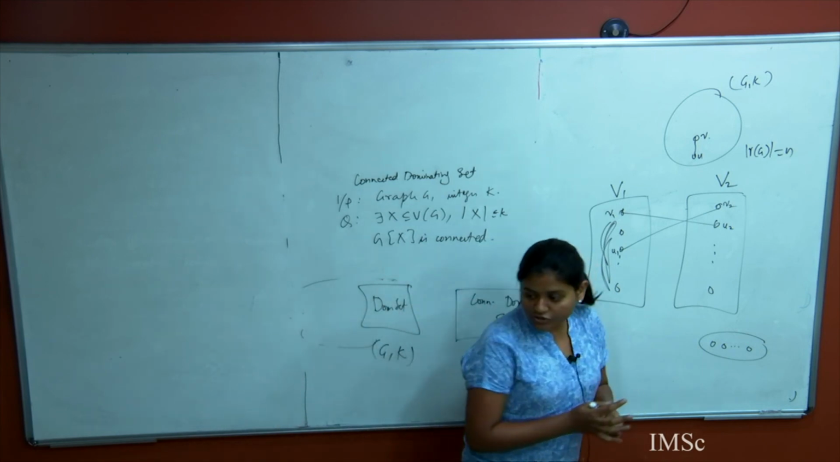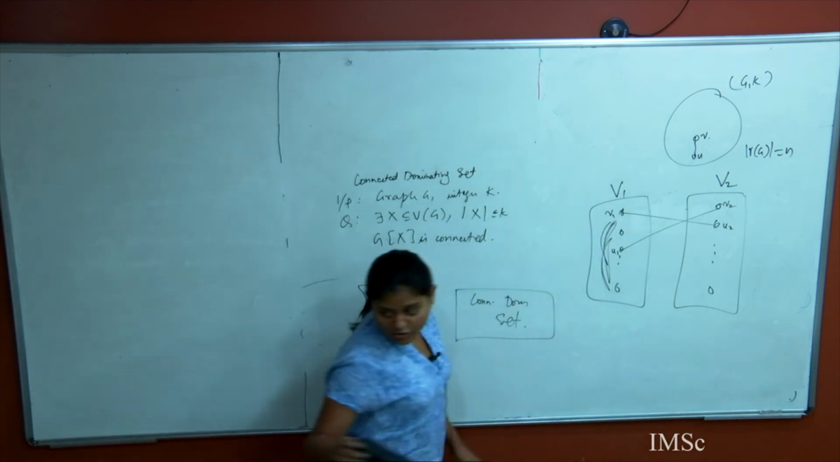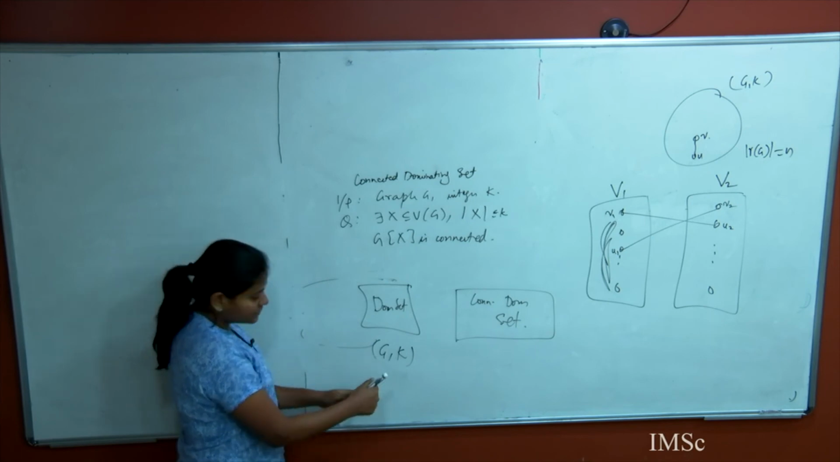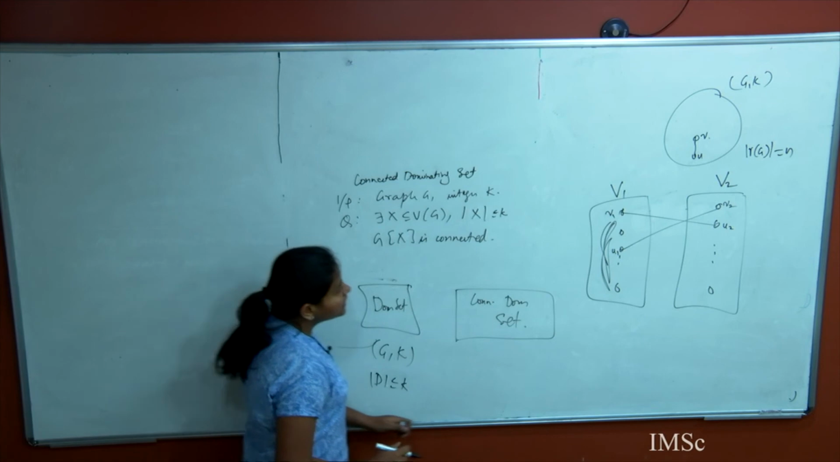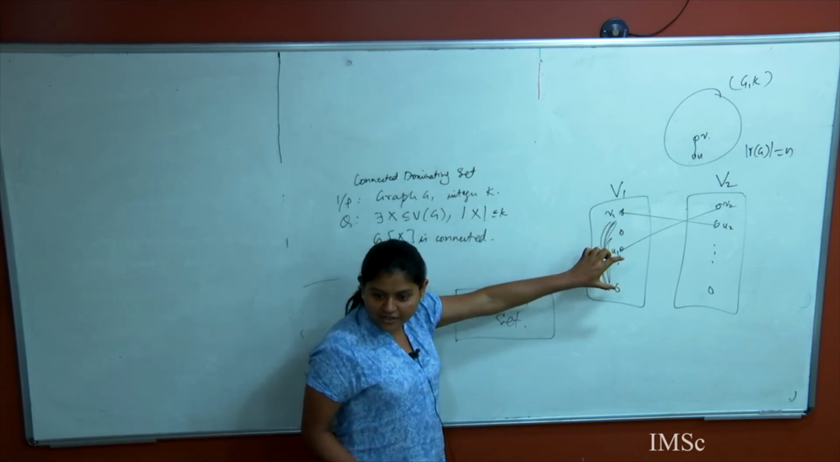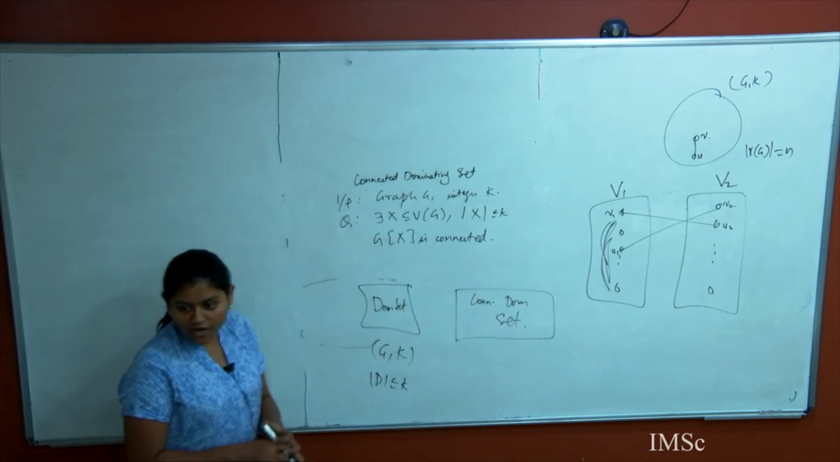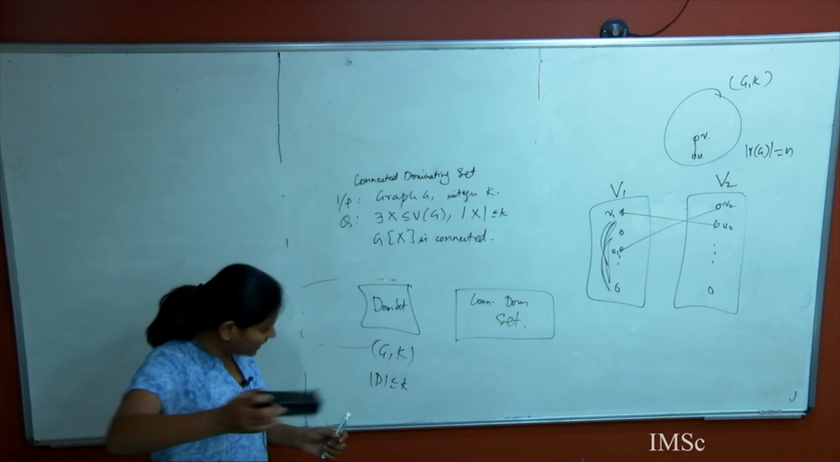Okay? So the forward direction is very simple. We take a dominating set, pick this set D which is of size at most k, okay. Now if you pick the same set here, it is connected because it is a clique, okay. So this direction is trivial.